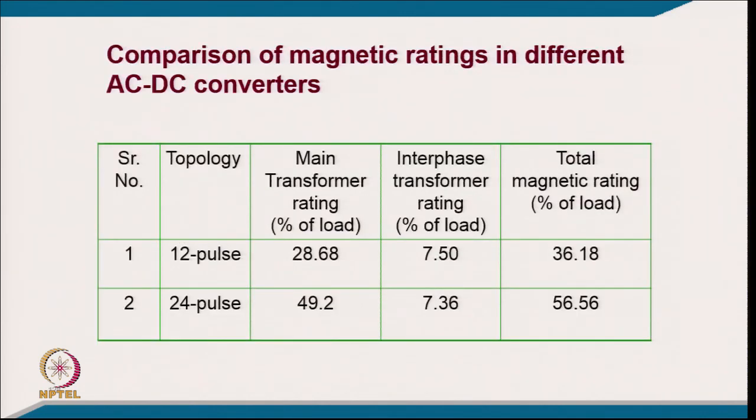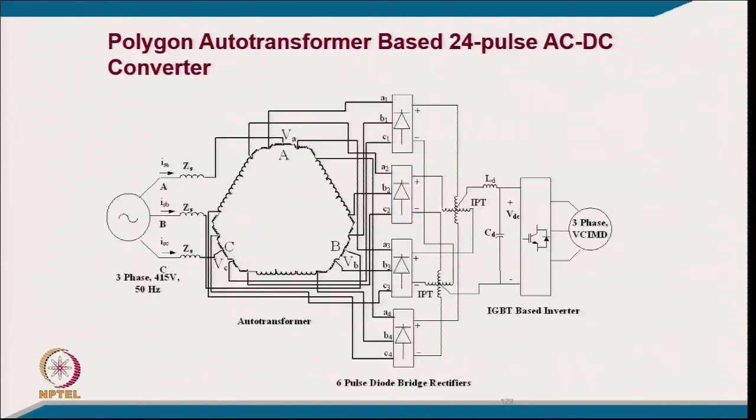And then, of course, the magnetic rating. You can just see the magnetic rating for 12 pulse is 20, at this interface. So, this is the total magnetic rating for 12 pulse, but for 24 pulse it is 56.56. This is another reason why we are not going to a higher number of pulses if the standard can be met as far as THD is concerned. This is what we call the polygon connection for providing the phase shift. So, this is a 24 pulse with the polygon; 24 means 4 bridges.